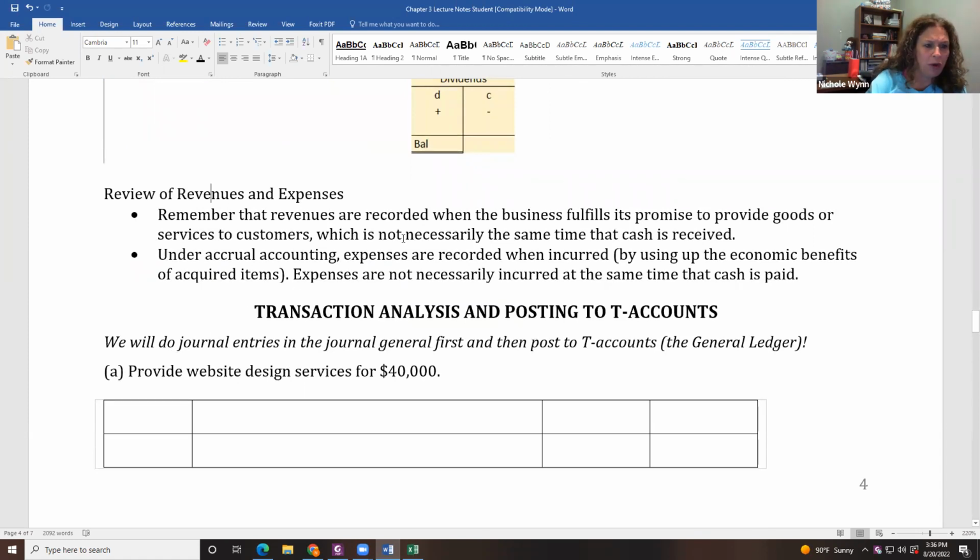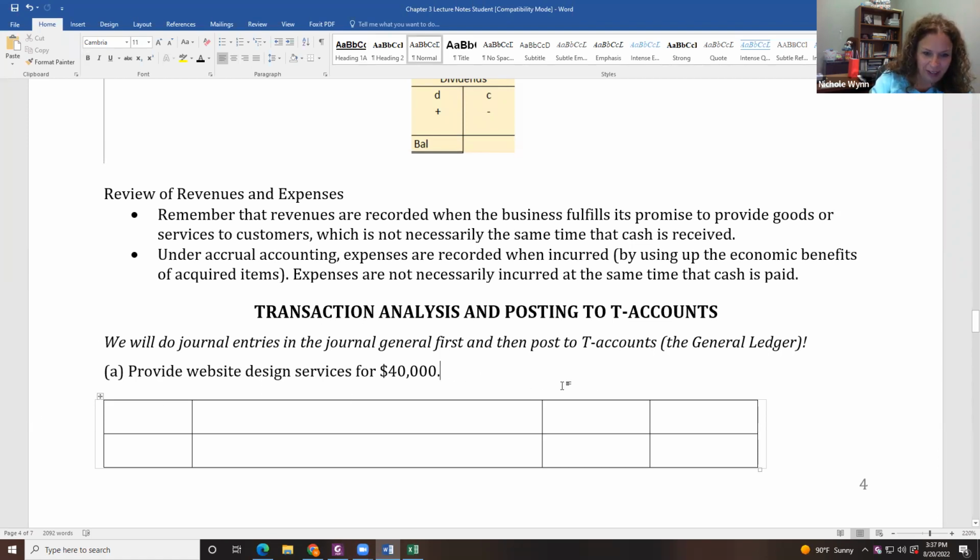Okay, so a review of revenues and expenses. Remember what they are. Revenues are the amounts you're bringing in from providing goods and services, and expenses are those costs involved to get the revenue. So now what we're going to do is we are going to do the journal entries.